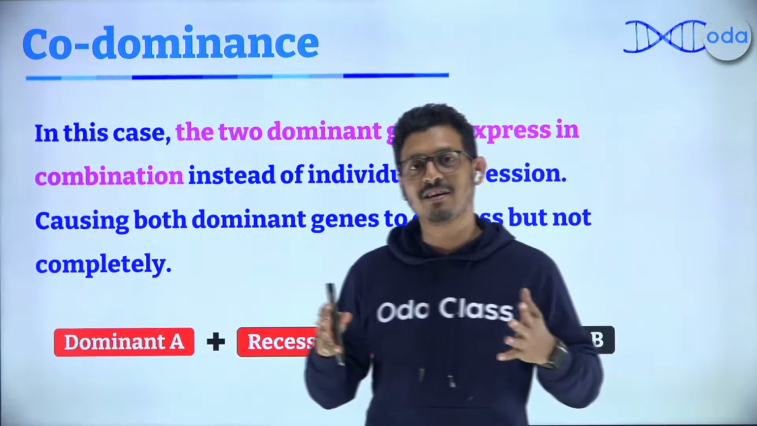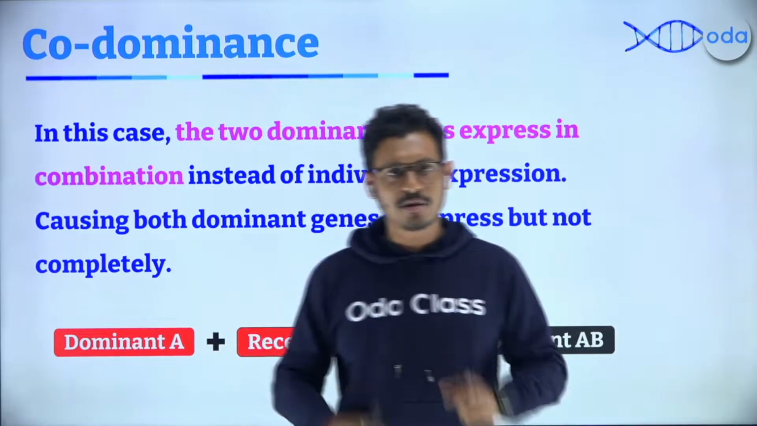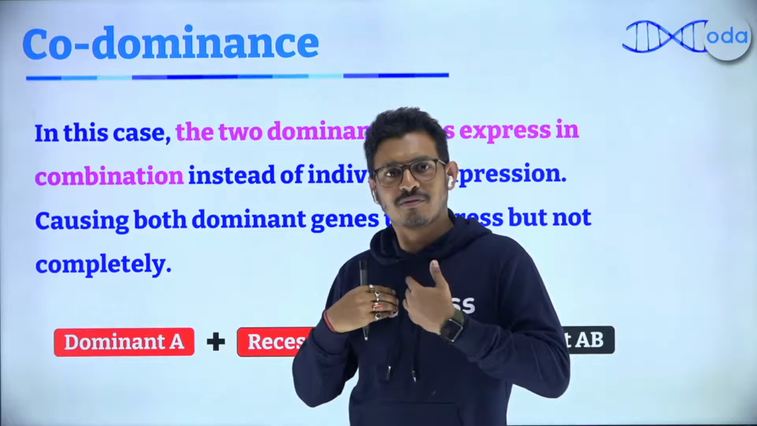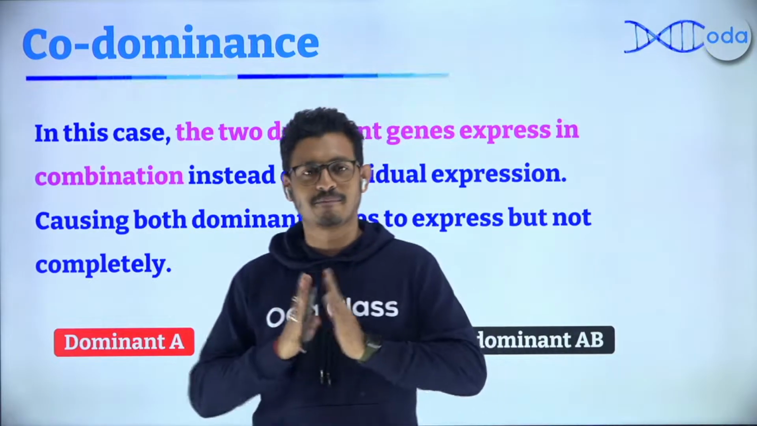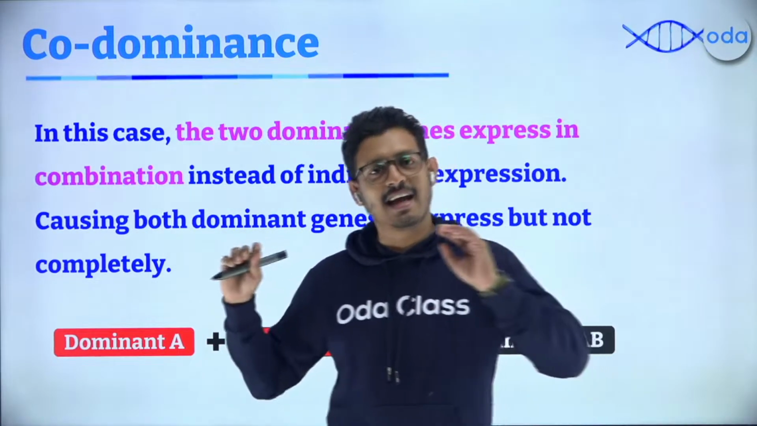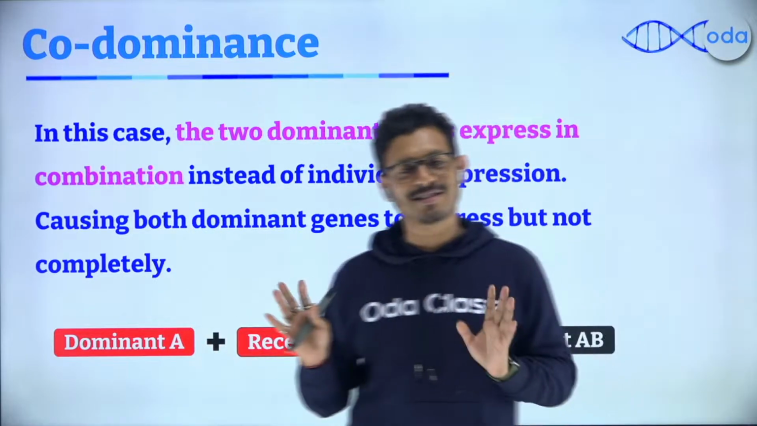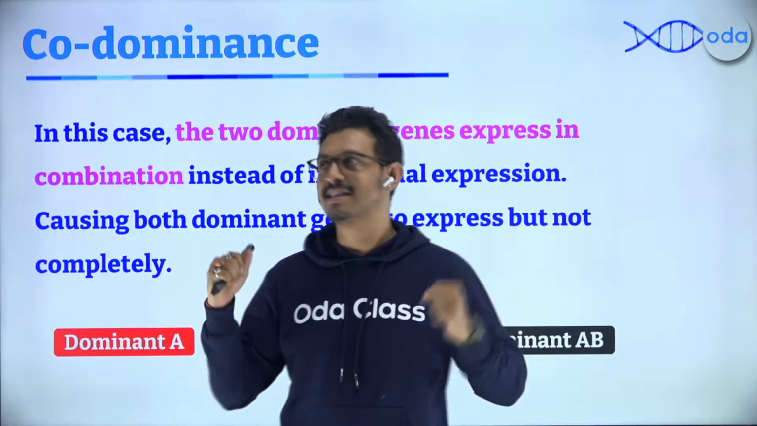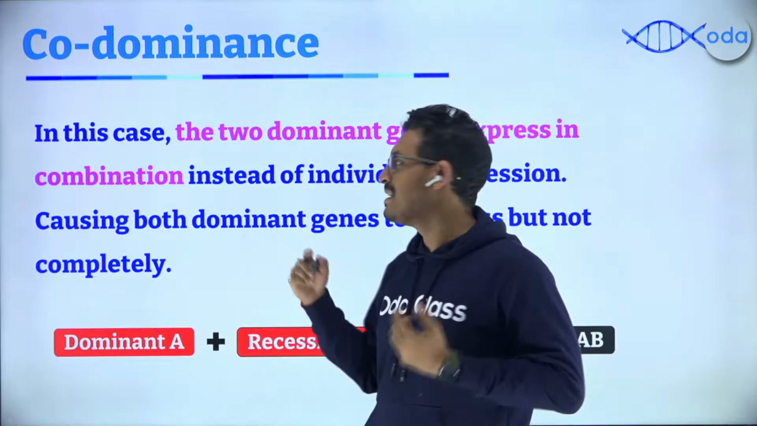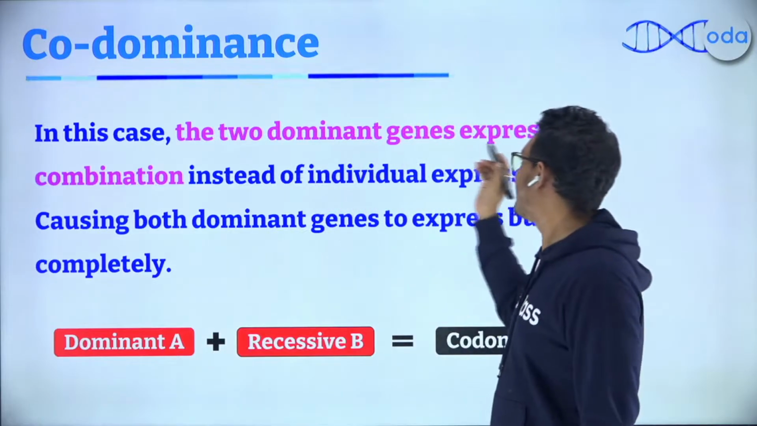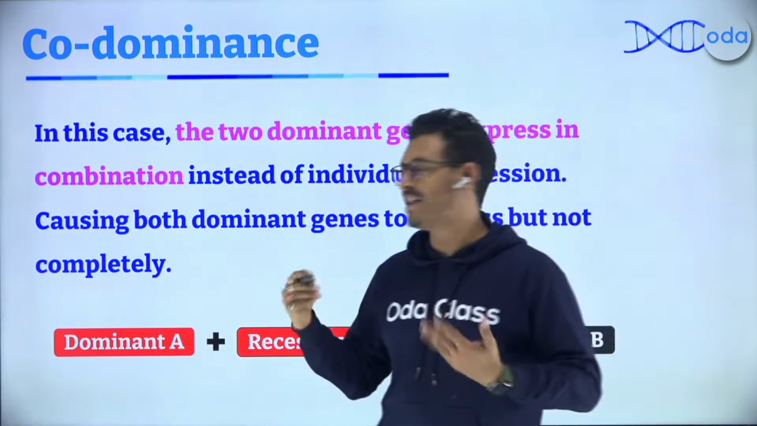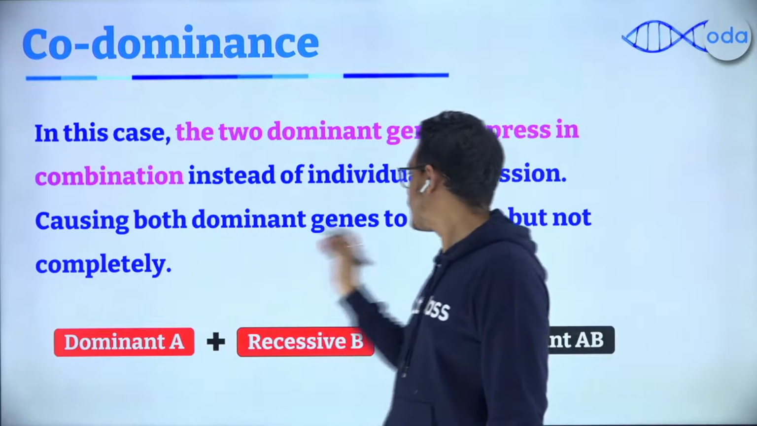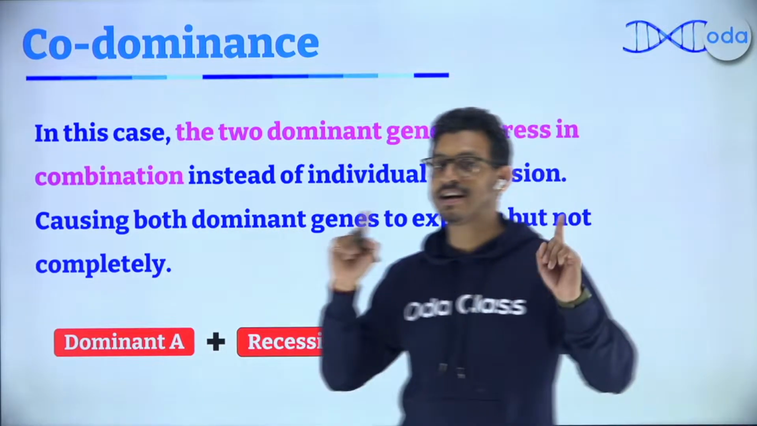Both the parents are giving one or the other dominant gene, and both the dominant genes are like, "Hey, why will only you express? Why not me also?" So they fight with each other, and then they decide, okay, let's call a truce on this: you also express, I also express, both of us express, both of us are happy. We do it with cooperation. That's why we call it codominance. In this case, the two dominant genes express in combination instead of individual expression, causing both the dominant genes to express but not completely.